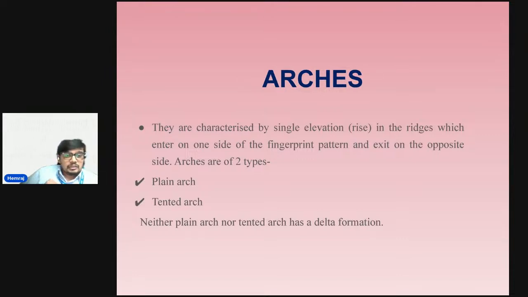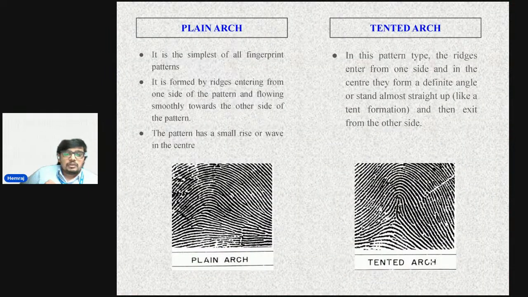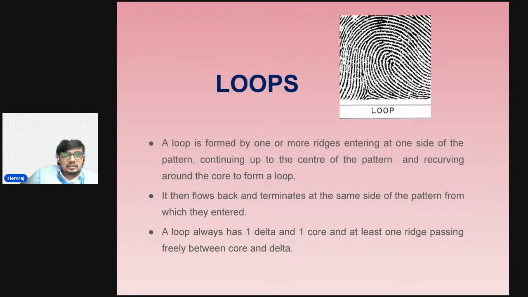Two types of arch are there, plain arch and tented arch. And we have just seen the difference between plain arch and the tented arch. They don't have any delta formation, because a delta is formed when two ridges meet with each other. Well, they are running parallel and they meet. So they don't have delta.